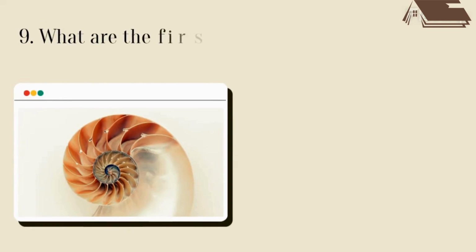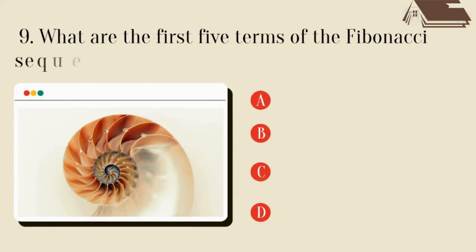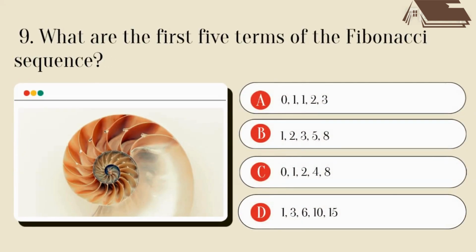What are the first 5 terms of the Fibonacci sequence? A. 0, 1, 1, 2, 3. B. 1, 2, 3, 5, 8. C. 0, 1, 2, 4, 8. D. 1, 3, 6, 10, 15.